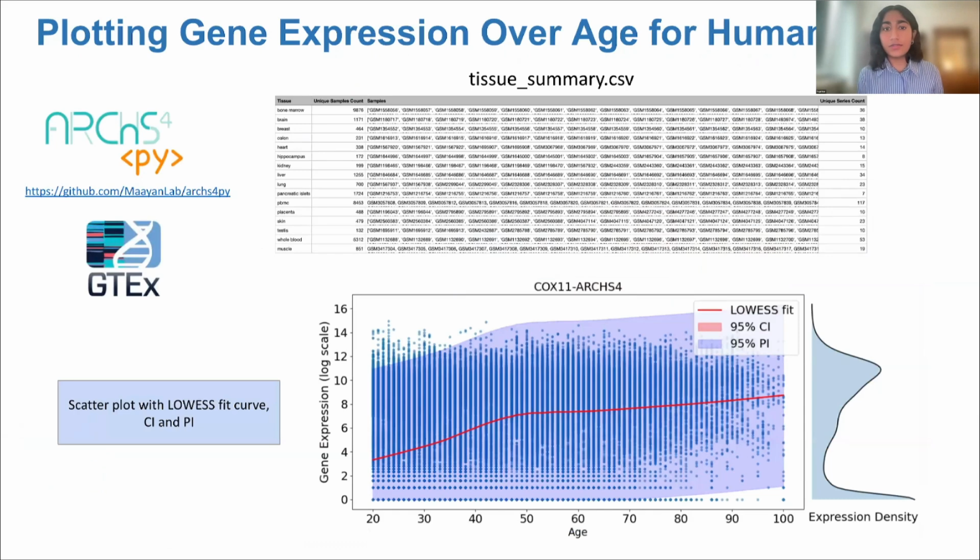Next, using the ARCHS4 Python package, archs4py, we were able to download the relevant samples from ARCHS4, and we also downloaded the data directly from GTEx. We focused on 16 major tissue types. The CSV file in the upper right corner contains the listings of the samples for each tissue. This file was used for organizing and pre-processing the data for analysis. Additionally, gene expression data was normalized using the archs4py normalization function. Using those samples, we plotted the gene expression data against age for each human gene.